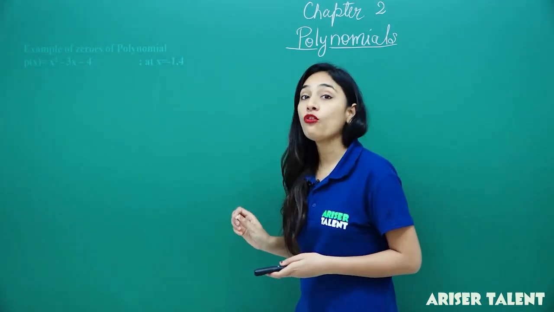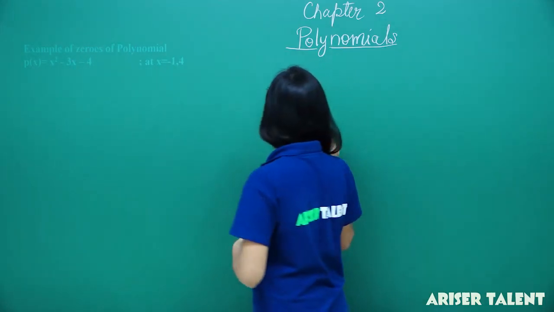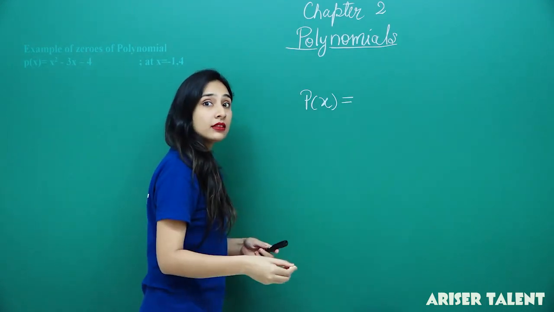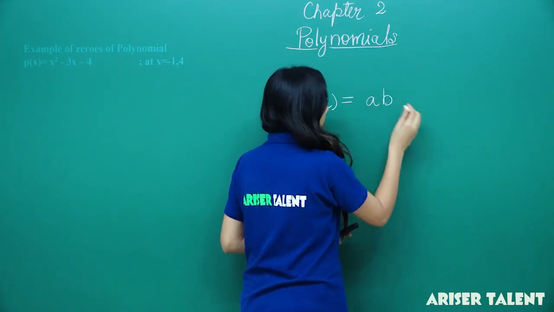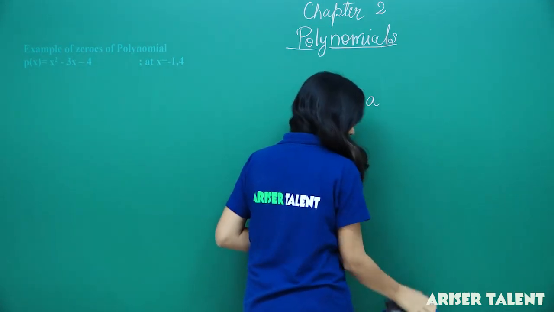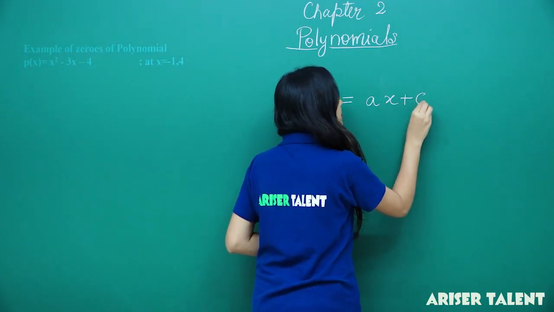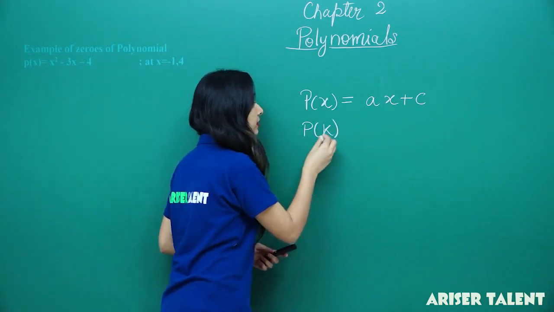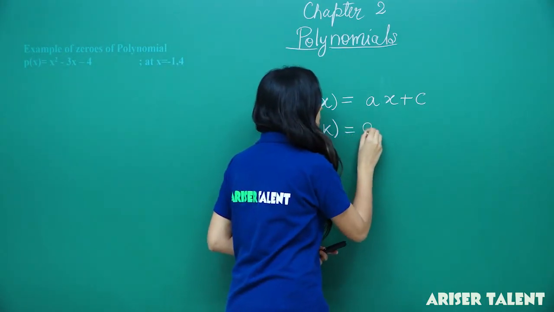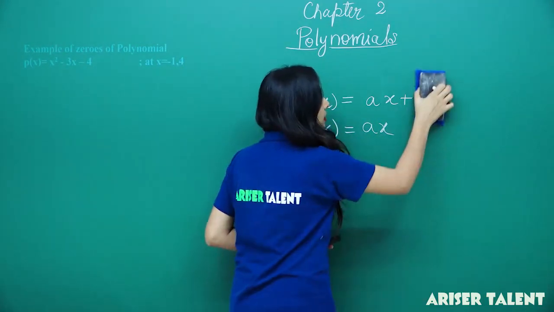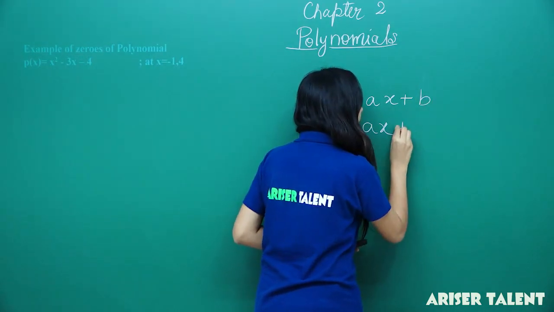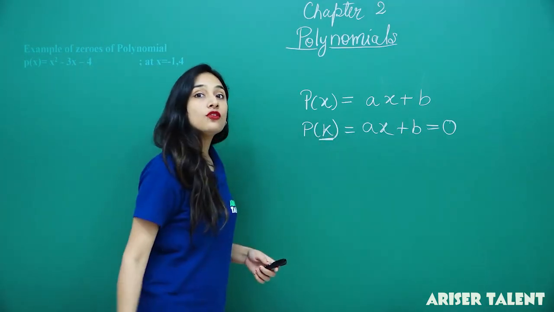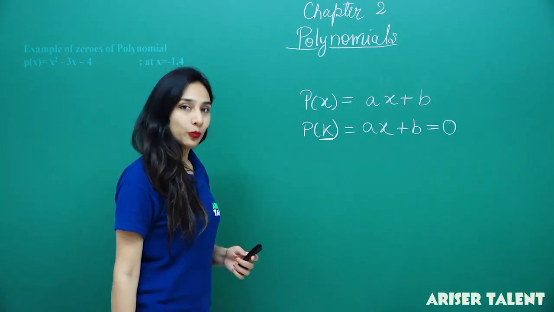Examples of zero of polynomial. I have told you if I'm having a function, let us suppose p(x) equals ax plus b, then if for some value of x equals k, this value ax plus b becomes 0, then this k is the zero of the polynomial, right?